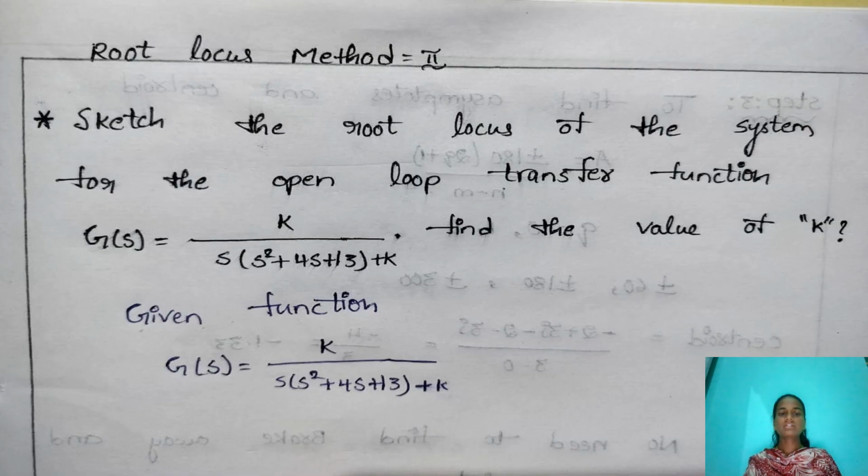And the given question is: sketch the root locus of the system for the open loop transfer function G(s) = K / (s(s² + 4s + 13)) and find the value of K. The given transfer function is G(s) = K / (s(s² + 4s + 13)).